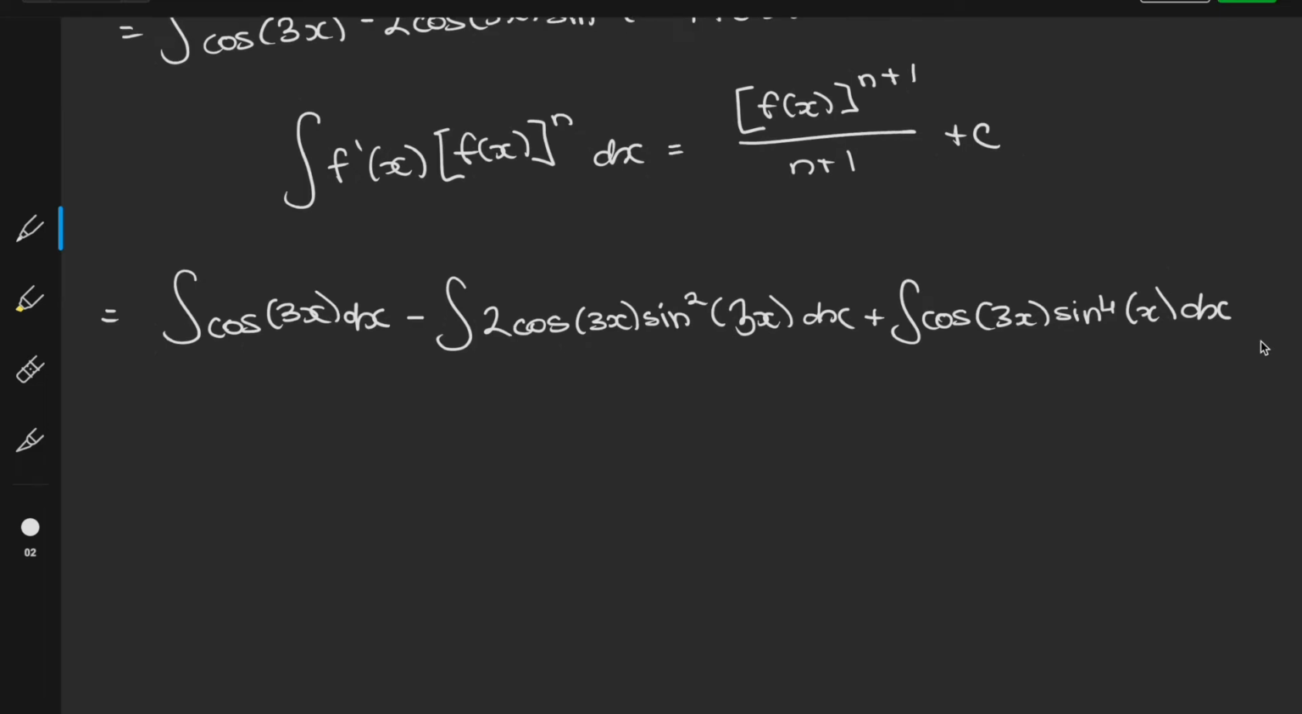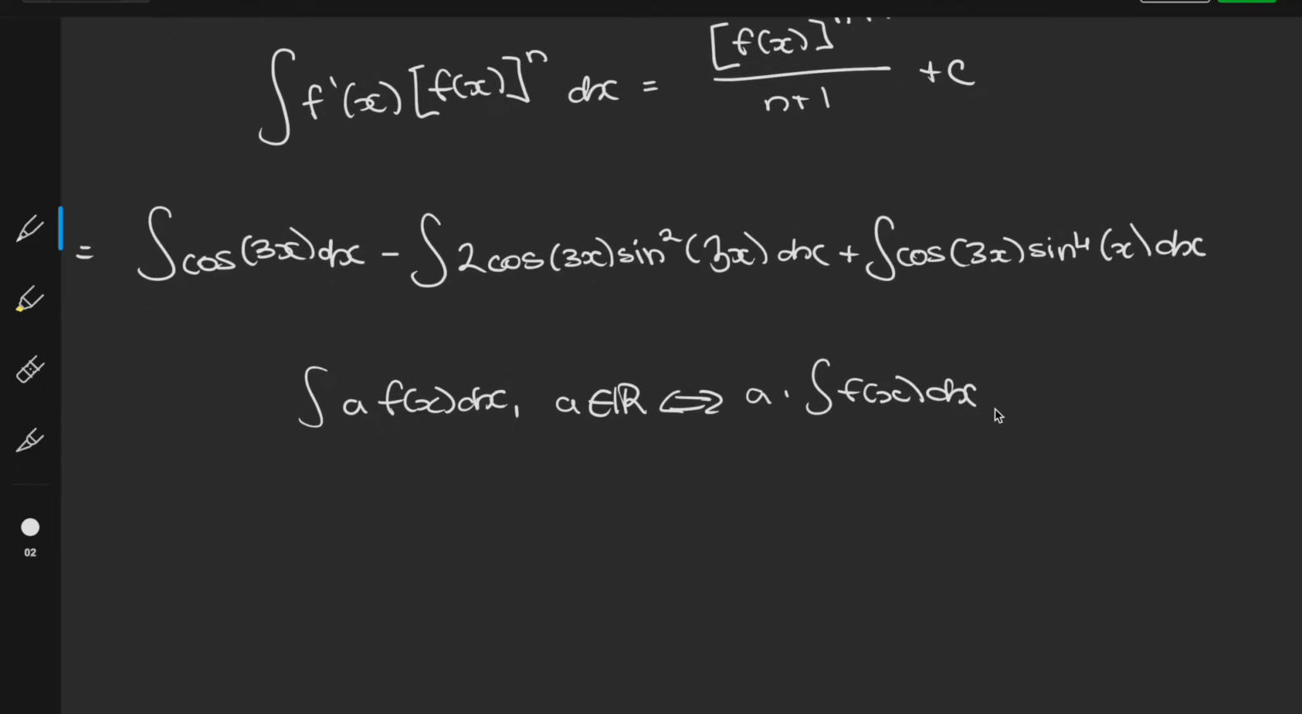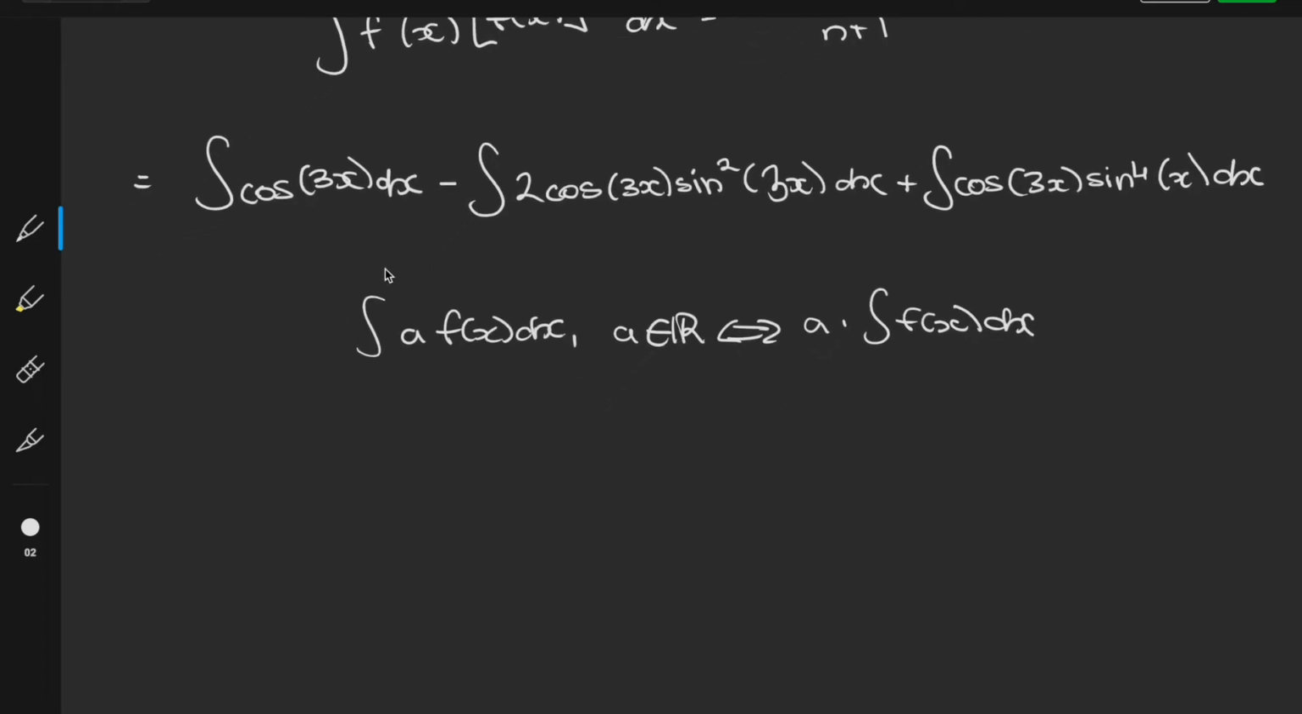So now what we're going to do is just a little bit of algebraic manipulation. What we also need to remember here is that if we have the integral of a times f of x dx, where a is just a constant, that is equivalent to a times the integral of the function. So essentially we can multiply the inside by 3, and then we could take out a third, because when we multiply them, they're just going to cancel out and it's going to be the same thing.